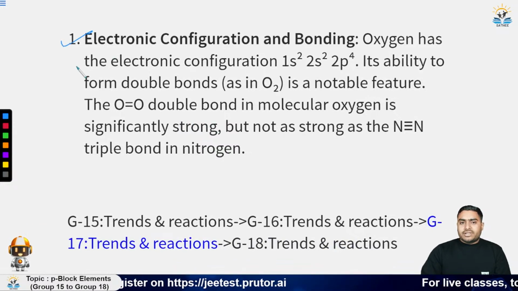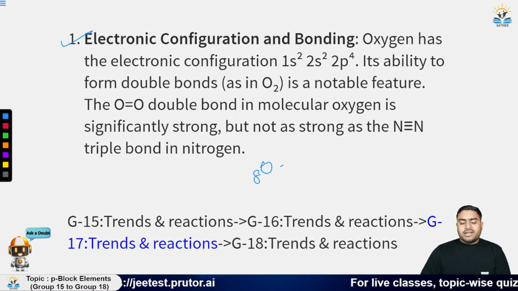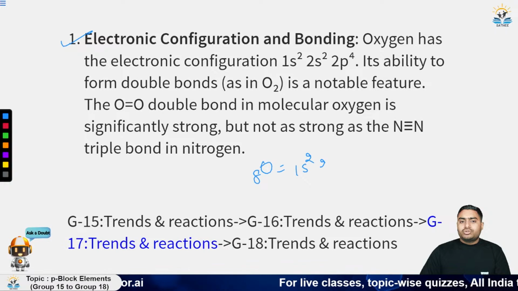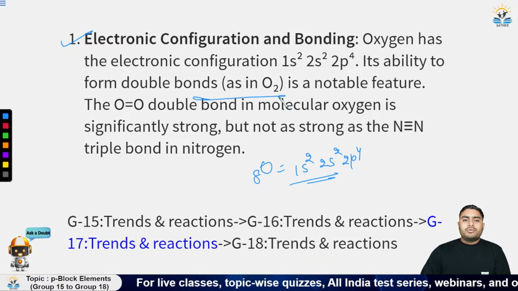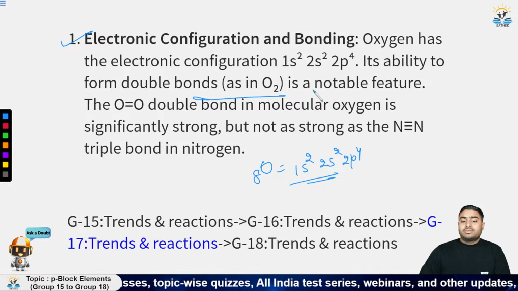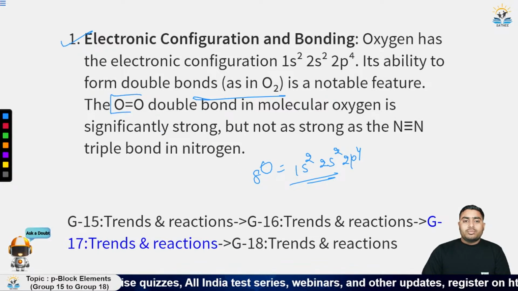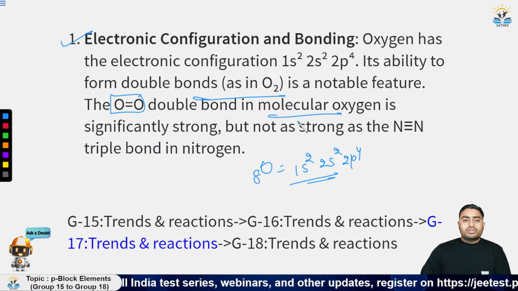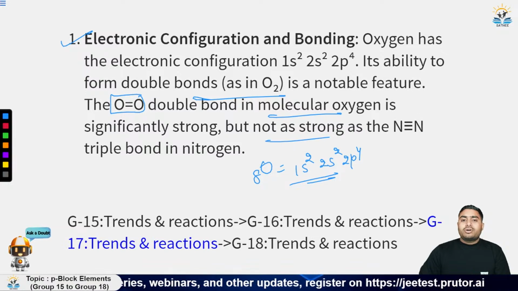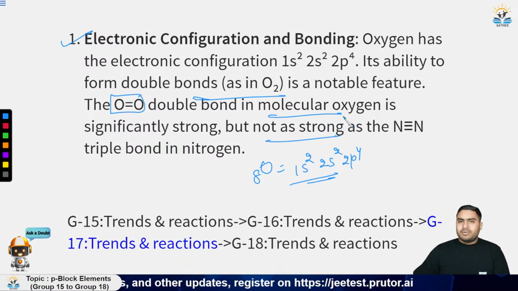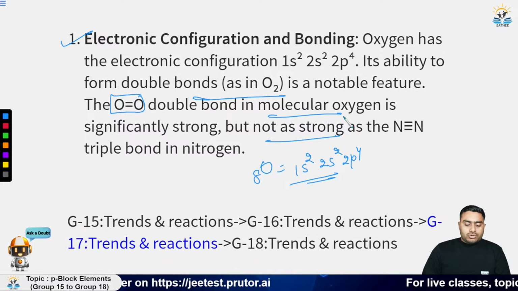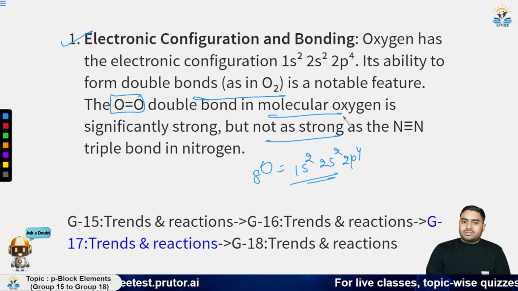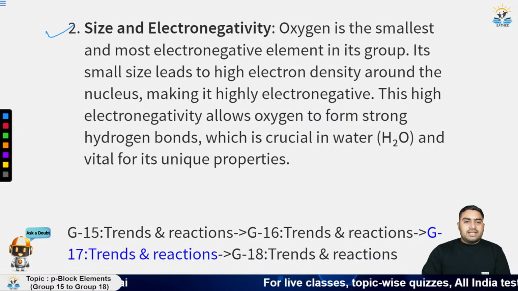First is electronic configuration. Oxygen atomic number is 8. Electronic configuration will be 1s2, 2s2, 2p4. Its ability to form double bonds as in O2 is a notable feature. It can form O=O in molecular oxygen, which is significantly strong but not as strong as N≡N. You can understand that a triple bond is stronger compared to a double bond. So you can see N2 is more inert.